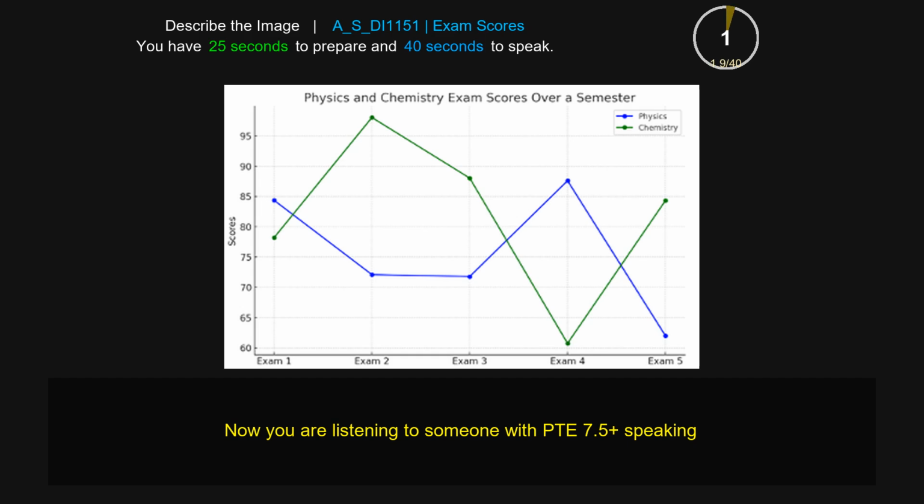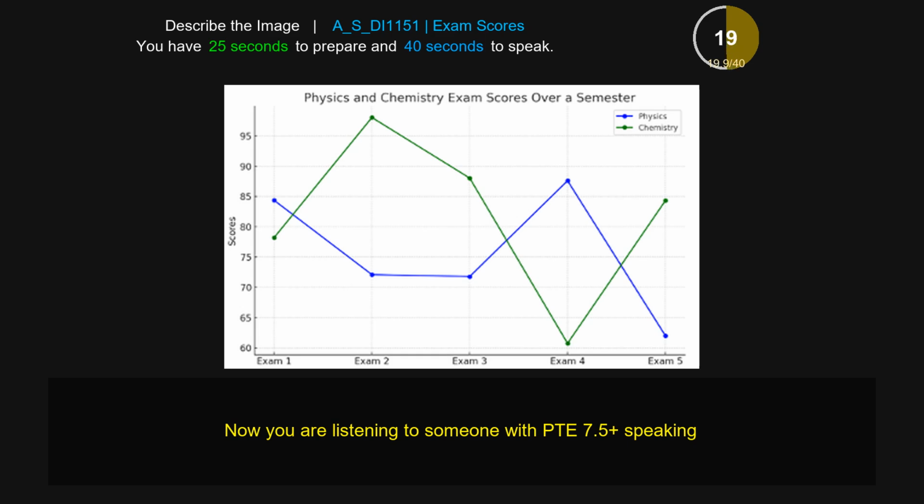The image provided is a line chart that gives the information about the physics and chemistry exam scores over the semesters. The x-axis talks about the exams from 1 to 5, and the y-axis talks about the scores from 60 to 95. The blue line is depicted by the physics, and the green line is depicted by the chemistry.